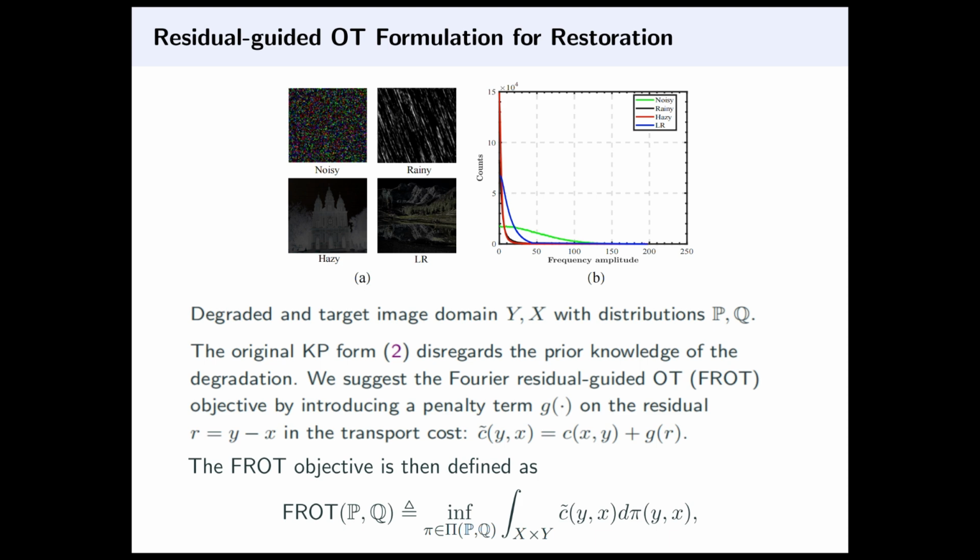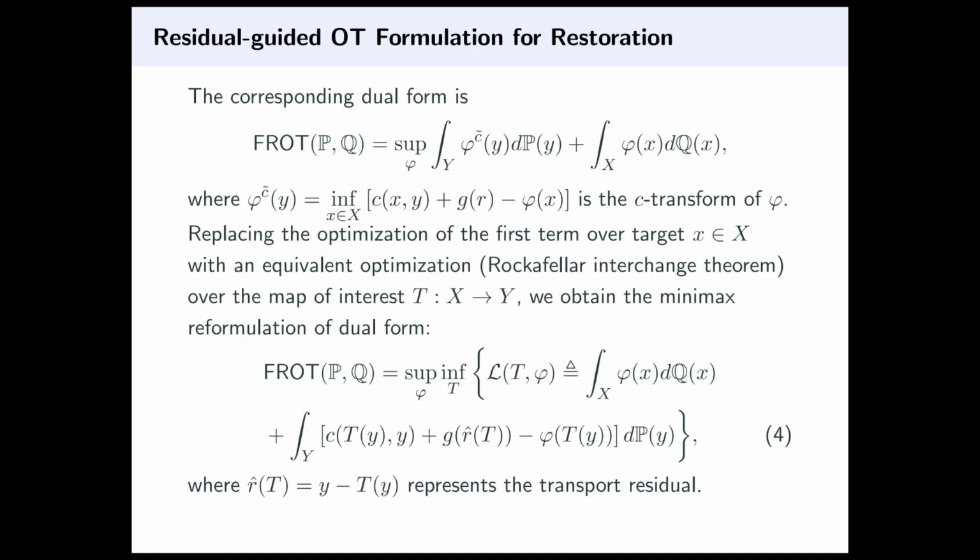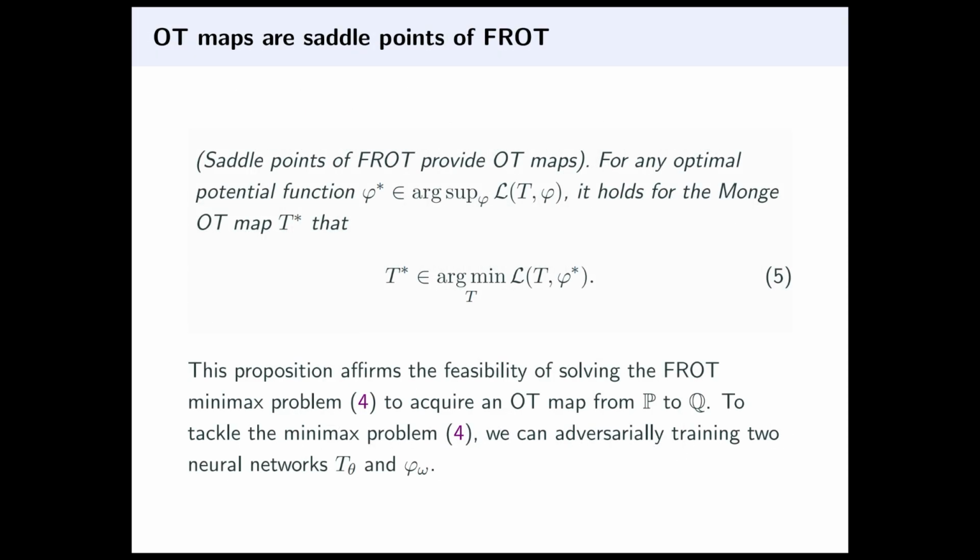Therefore, the FROT objective is defined as this equation, and the dual form of FROT can be accordingly expressed by this equation. Replacing the optimization of the first term over target X with an equivalent optimization over the map of interest T, we have the minimax problem in equation 4, where R hat represents the transport residual. We can prove that the solutions of the FROT provide OT maps. The details of the proof can be found in our paper. This proposition affirms the feasibility of solving the FROT minimax problem to acquire an OT map from P to Q.